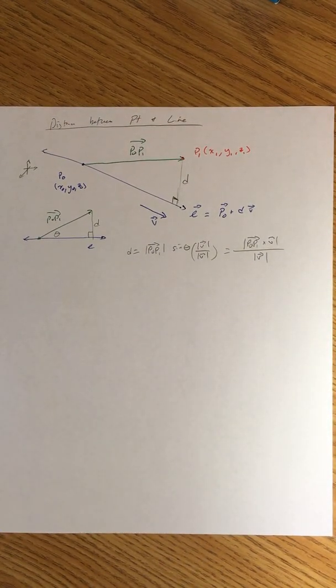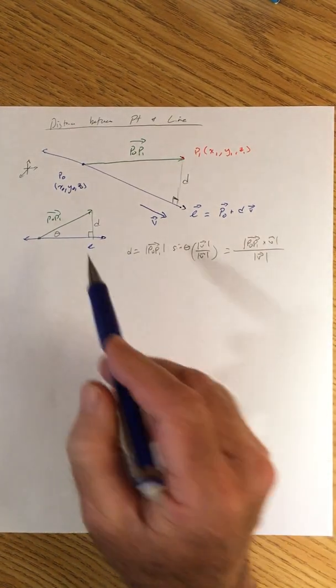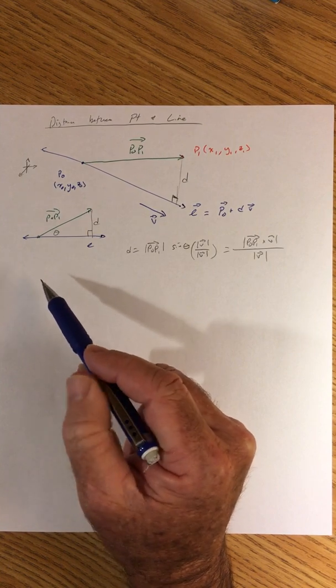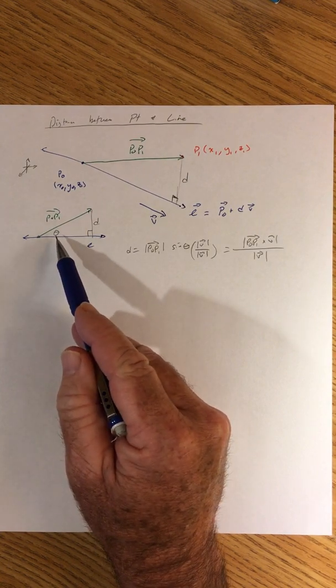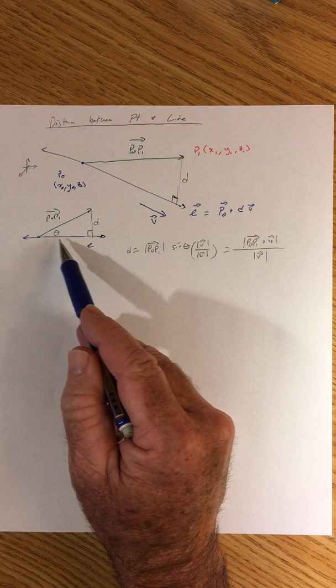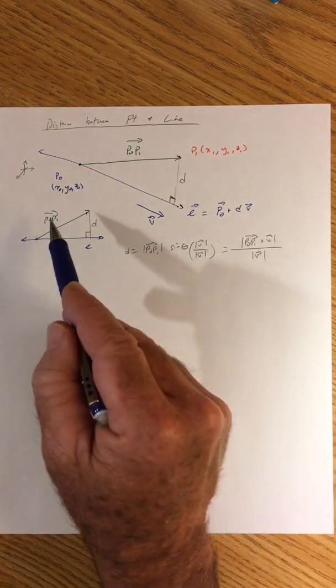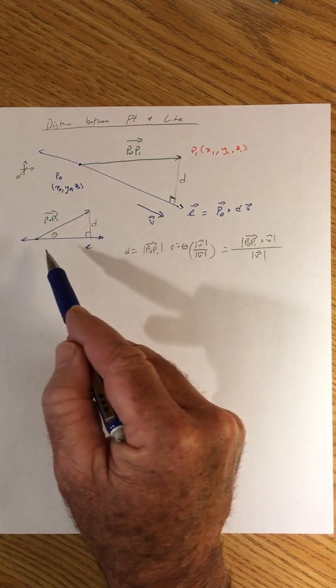There's also another way of getting that. You can find that angle if you so choose, and you can find that angle by dot product techniques because you know V and you know P0, P1, and then you can just use straight right triangle trigonometry to find that.